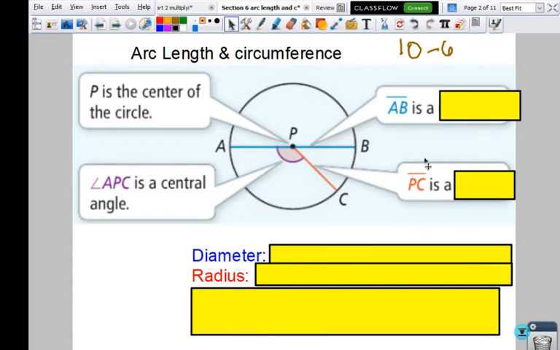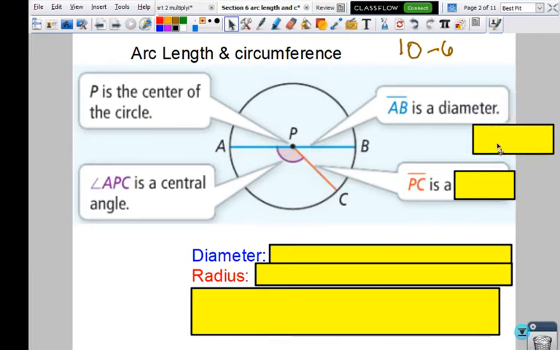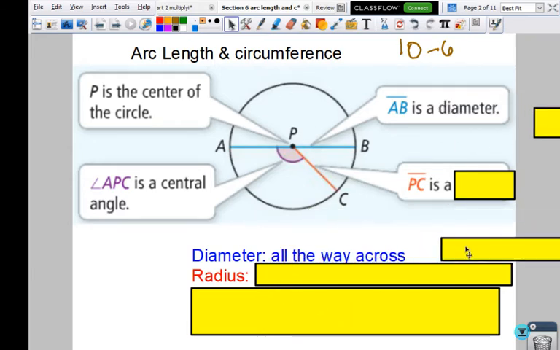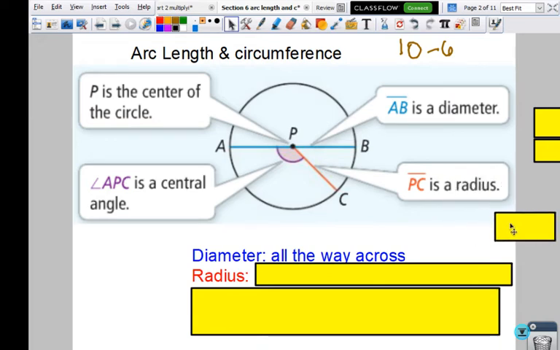So, in this circle, there's a few different things. Point P right here is the center. This angle APC is a central angle. I don't ever use that word, so you don't really know that. What we're going to use a lot are two things. AB here is a diameter, because diameter goes all the way across. And then PC is a radius. PC goes from the center out to the outside.